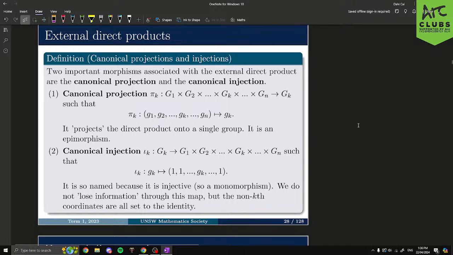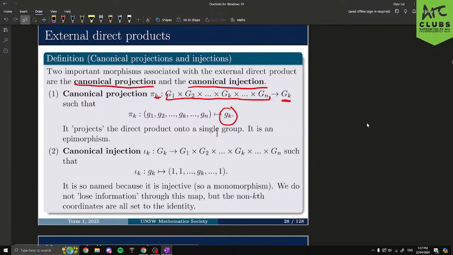Okay, so here's some things we can do with them. There's these things called a canonical projection and a canonical injection. What the projection essentially does is it takes an ordered n-tuple of terms, and then pi k, which means the projection onto the kth entry, will map to the kth group, and it'll just spit out the kth entry in the tuple. Right, so you can think of it as projecting the product of a group onto just that one group. So this is an epimorphism that should be fairly easy to prove.